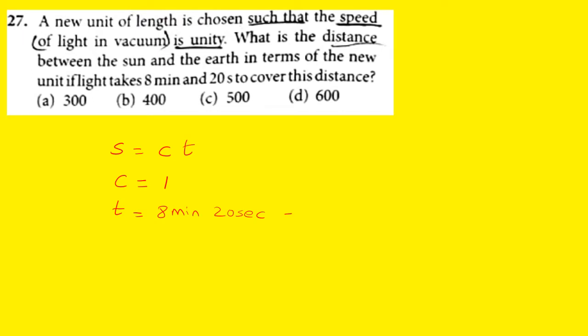And you all know the SI unit is in seconds, so we need to convert the whole thing into seconds. So 1 minute is 60 seconds. So 8 into 60 plus 20, which will give you 500 seconds. So the distance S equal to 1 multiplied by 500. So the answer is 500. Very easy question, children. One thing you have to remember is change the time into seconds. Then directly substitute in the formula S equal to CT and you will get the answer. So here the answer is option C, 500.